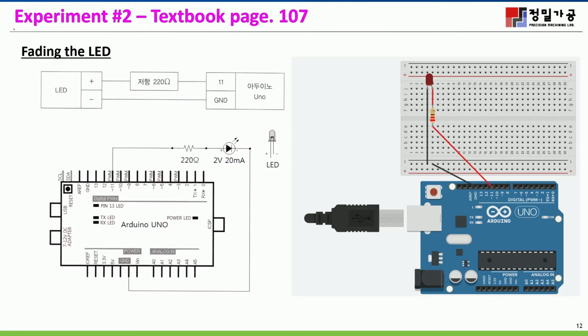Okay, for experiment 2, I follow textbook page 107. And this one, we connect the LED on pin 11 for timer 2. Connect to LED and resistor, of course.